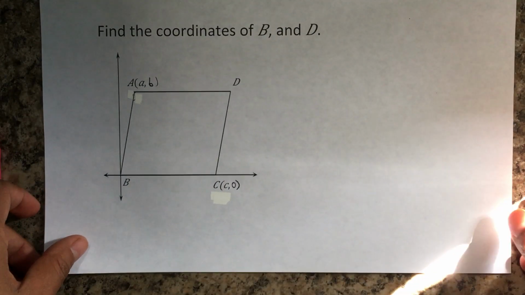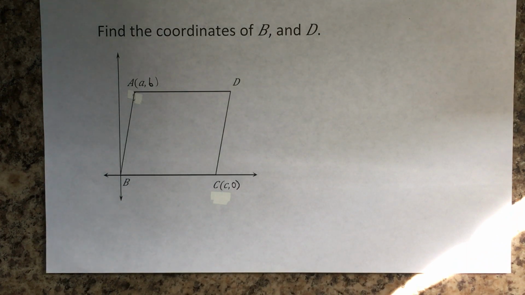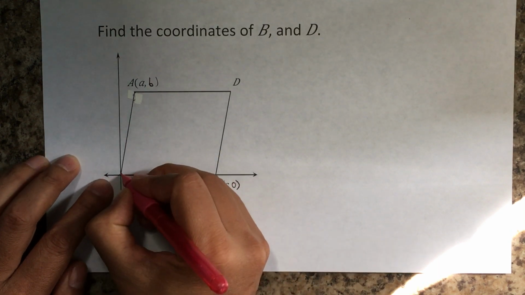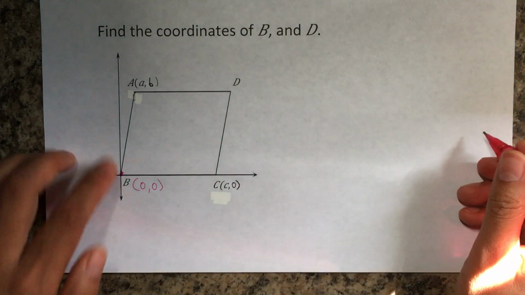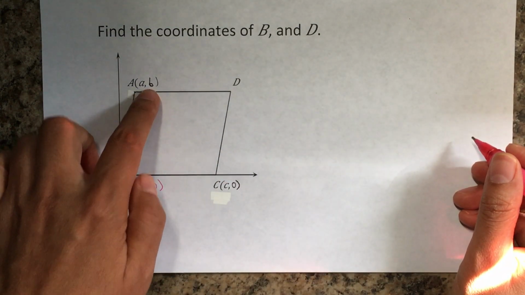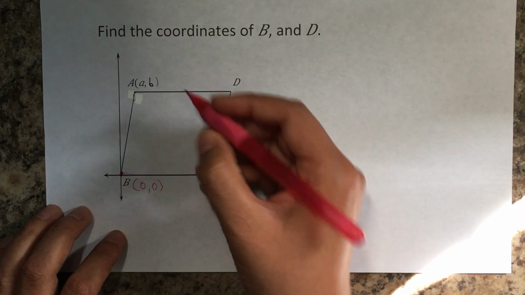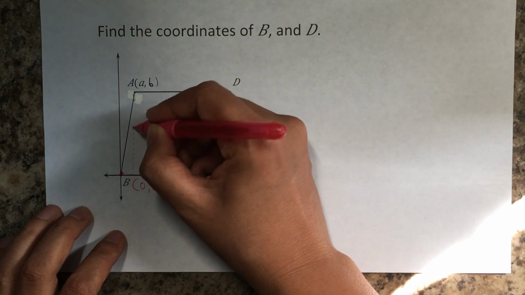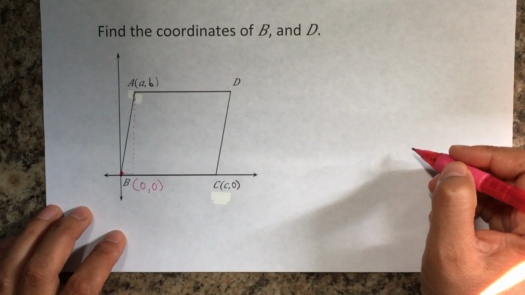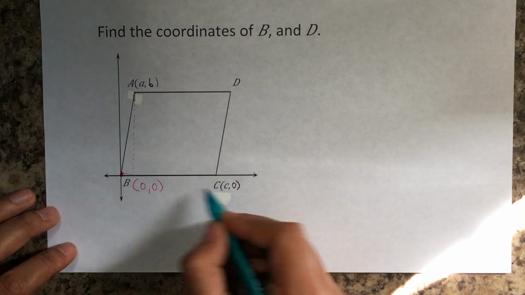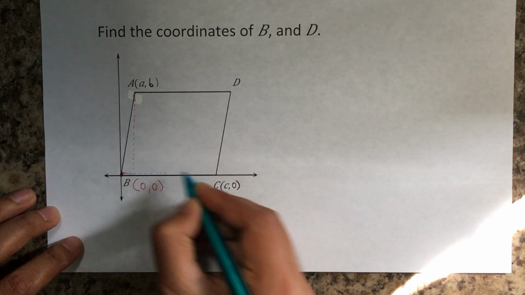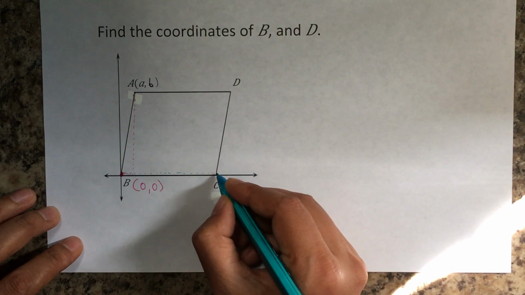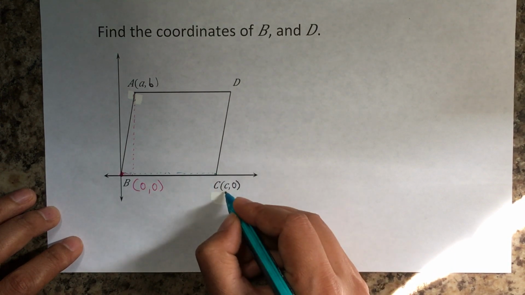It's getting a little bit more complex. So it says find the coordinates of B and D. So for B, again, easy, right? Easy, because it's at the origin, so it's 0, 0. We know that to get here, this is A, and then this matches B. And then from here to here, we know that this distance is C. Okay, so this is C.